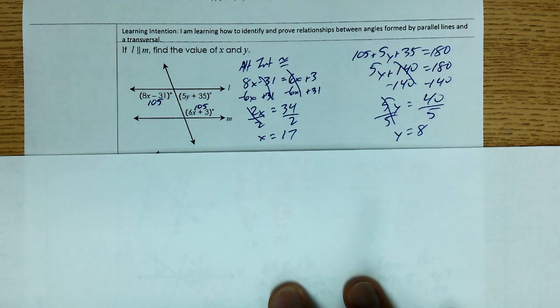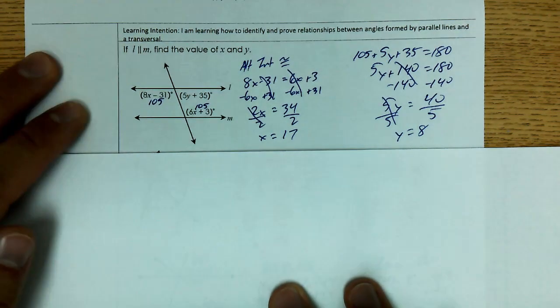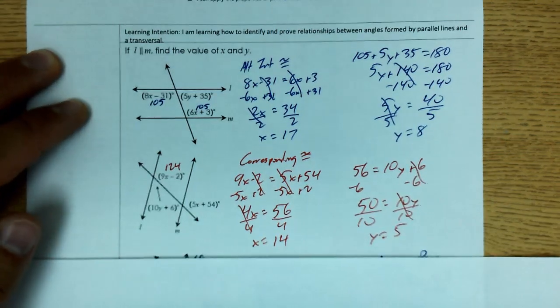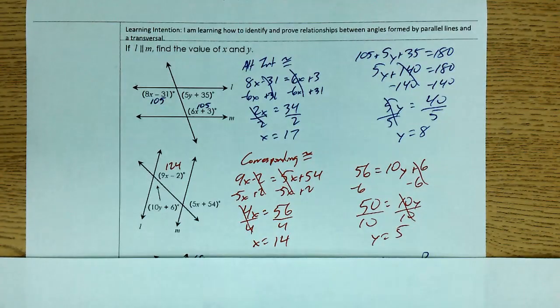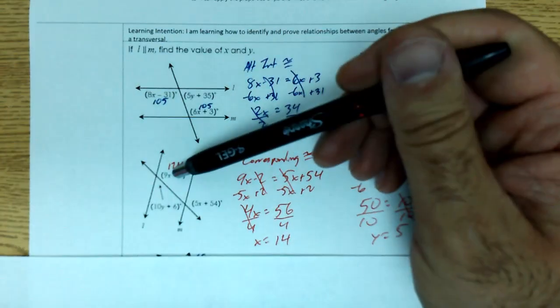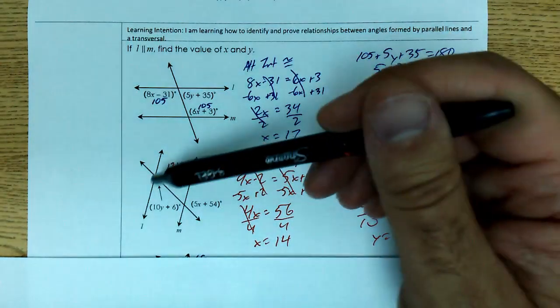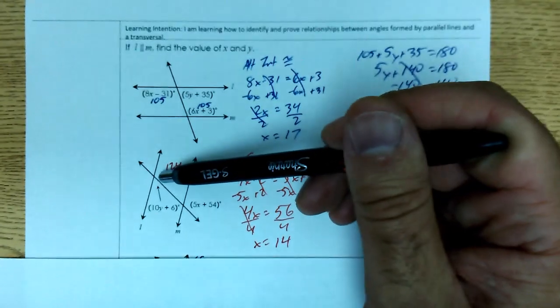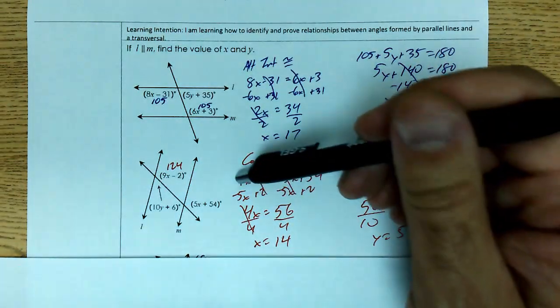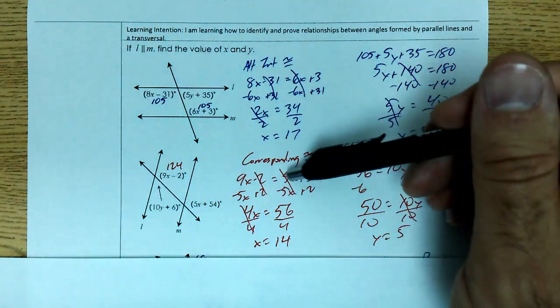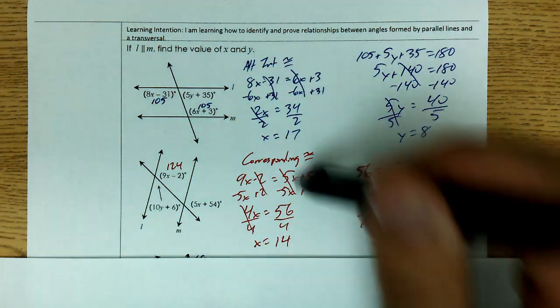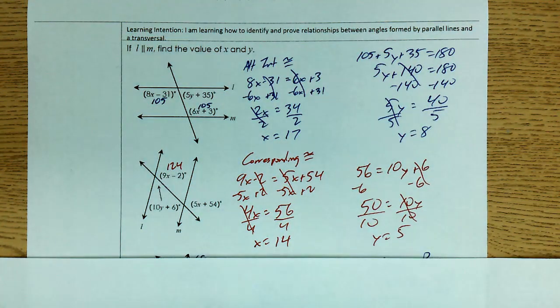How'd you guys do on that one? Did you get that x was equal to 14 and y was equal to 5? I hope you did. And you had to start out with the x's because there were two x's. One was on the inside, one was on the outside. They were in the same position. I'll call that top right and top right. So you have 9x minus 2 is equal to 5x plus 54. You go through, solve that, you get 14.